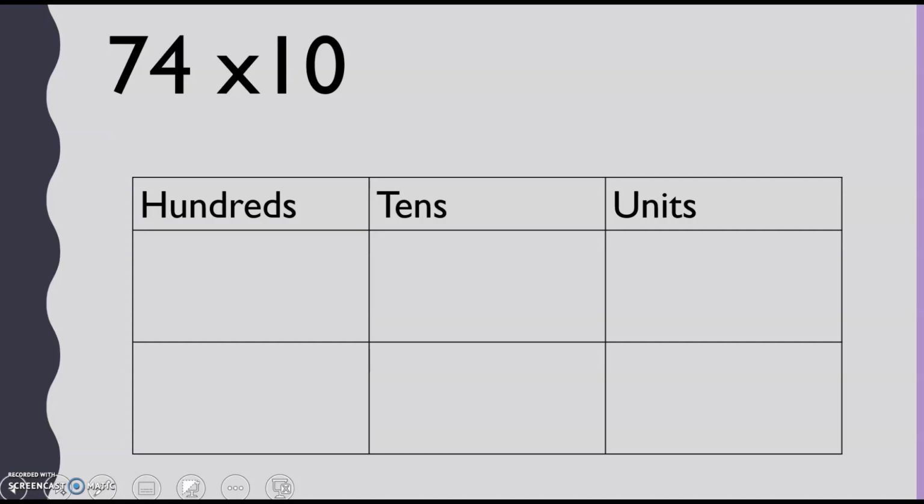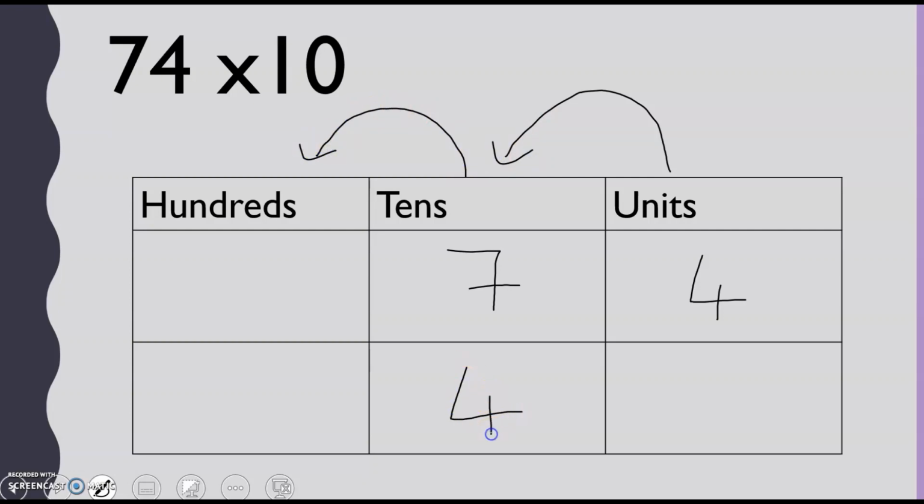Our first example here is 74 times by 10. So I start with my 74, and that is 4 units and 7 tens. Now when I multiply by 10, I move everything up a place value. So my units are moving to my tens, and my tens are moving into my hundreds, and so on. So my 4 units will move up to become 4 tens, 40, and the 7 tens will move up into the hundreds. So we've now got 700. 740, so I need to fill in a 0 at the end of my units there.